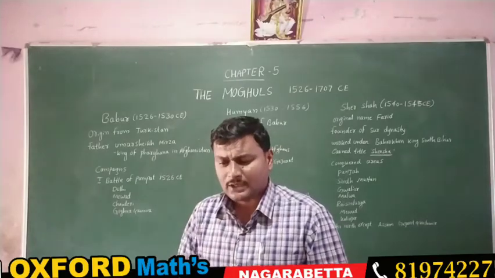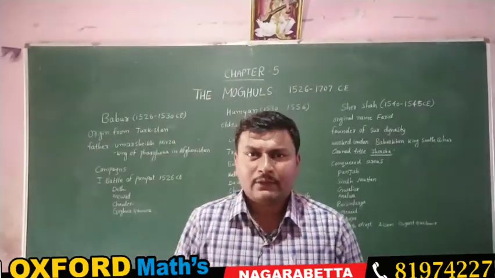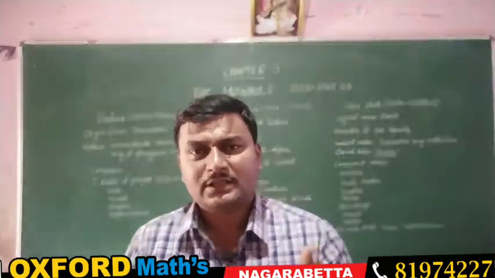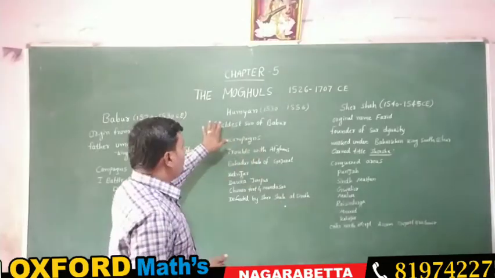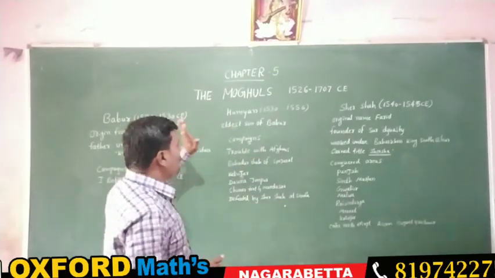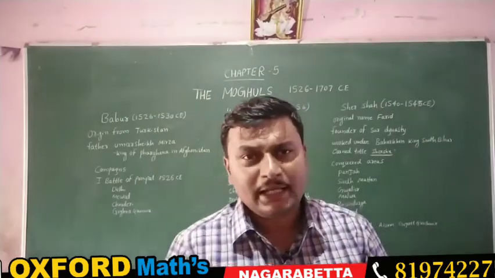While he was having a problem with his health, when he died, his son came into power. His son's name was Humayun. After the death of Babur, who came into power to rule Delhi? Humayun.